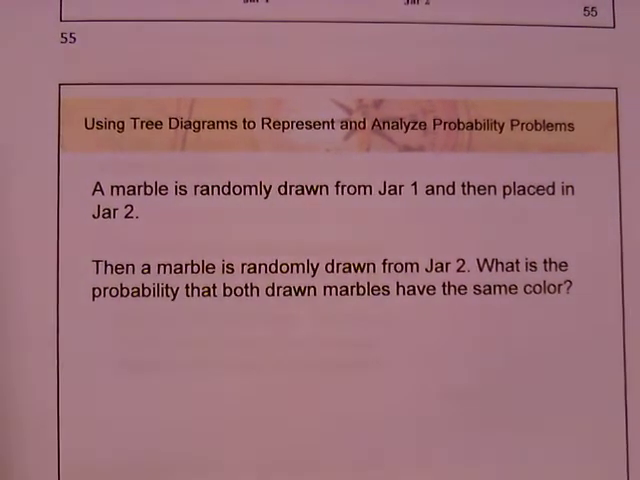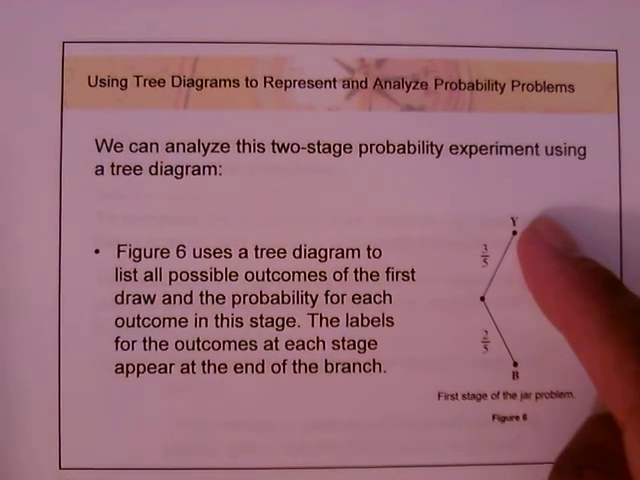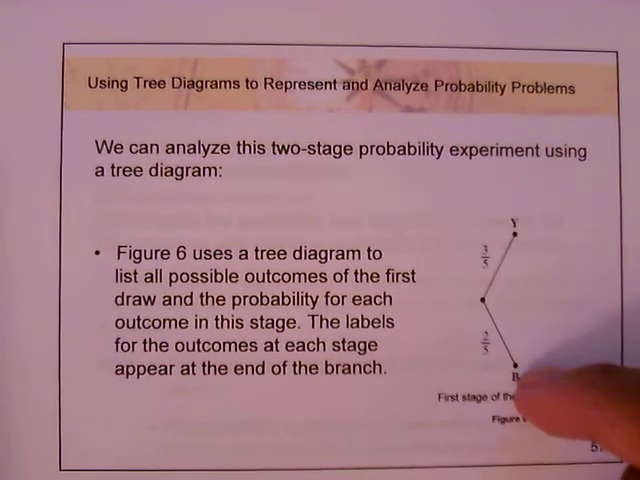So here we can analyze this 2-stage probability experiment using a tree diagram. As you can see here in figure 6, it's using a tree diagram to list all the possible outcomes of the first draw and the probability for each outcome in this stage. So here the labels for the outcomes at each stage appear at the end of the branch. So the probability of drawing a yellow would be 3/5. The probability of drawing a blue would be 2/5.